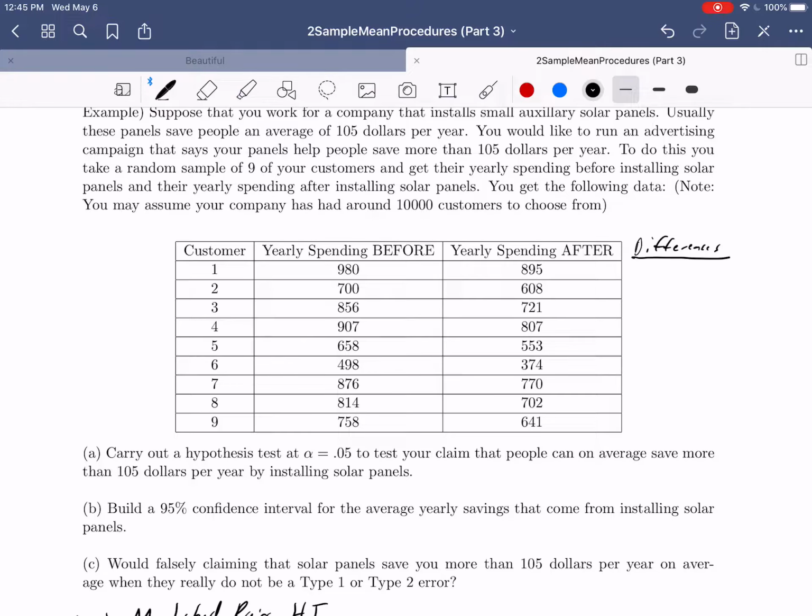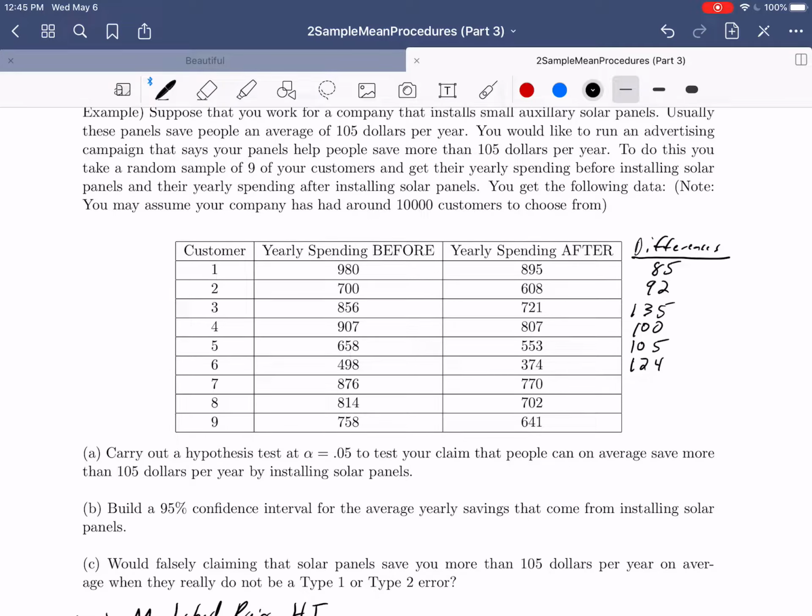All right, so we can just subtract across. We can just do that on our calculator. 980 minus 895. Looks like we should get 85 for the first one. Then 700 minus 608. That looks like it should be 92. Then 856 minus 721. Looks like we should get 135. 907 minus 807. 100. 658 minus 553. Looks like that should be 105. 498 minus 374. Looks like that should be 124.